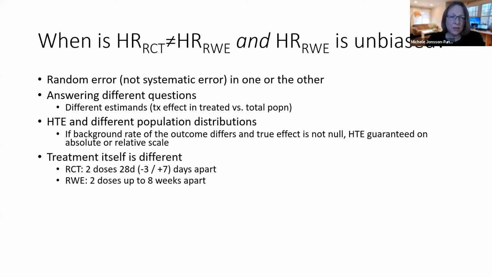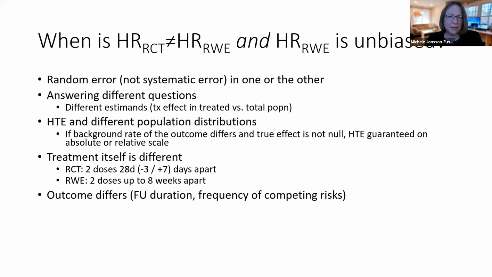Next. Another possibility that I think we're going to be coming to grips with, certainly in COVID, is that the treatment itself is different potentially in some important way. So within the trial setting, we might have a highly controlled dosing interval for 2 doses of a vaccine, and in the real world, we are delivering those doses at more variable intervals. So we might see different treatment effects that are due to true differences in how the treatment was provided.